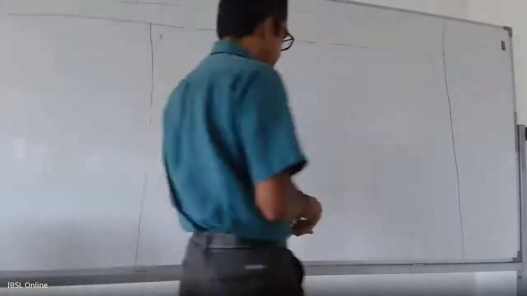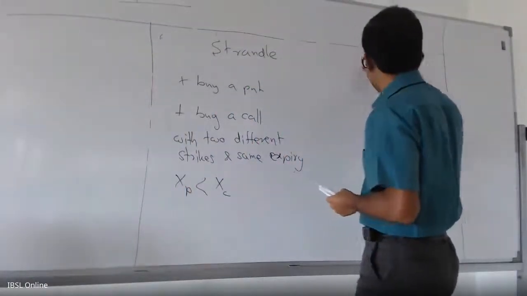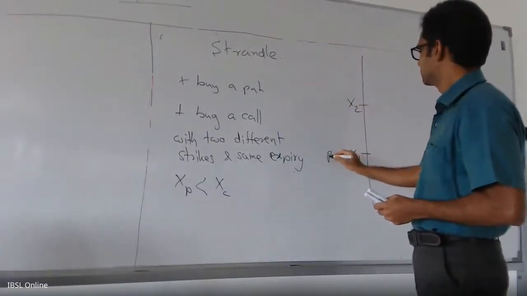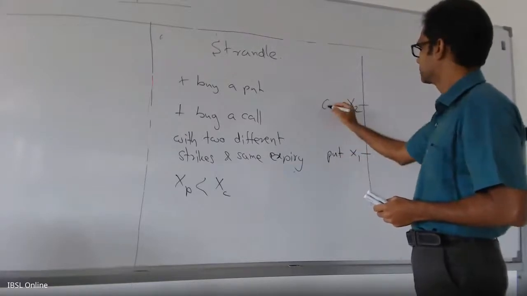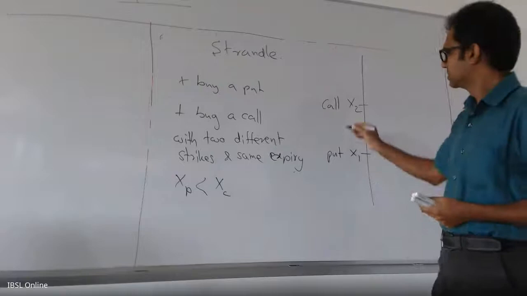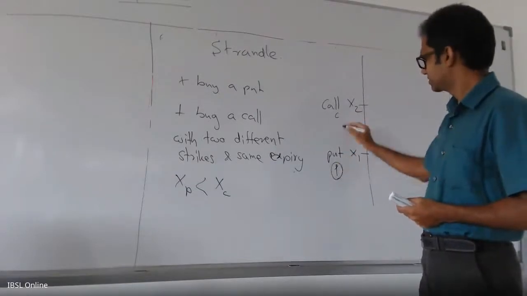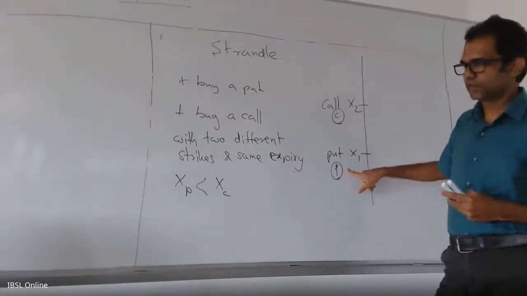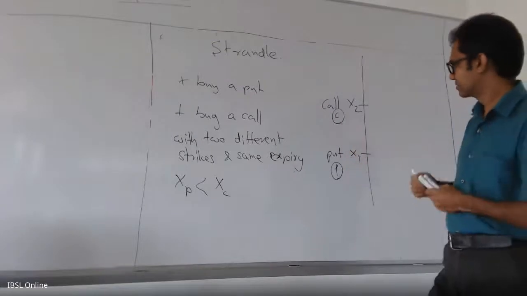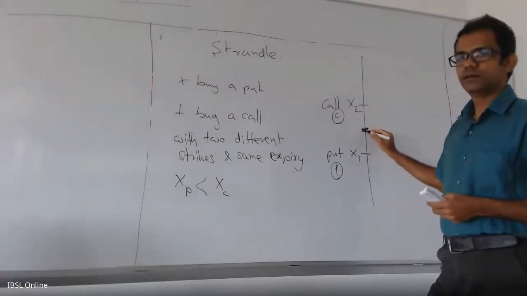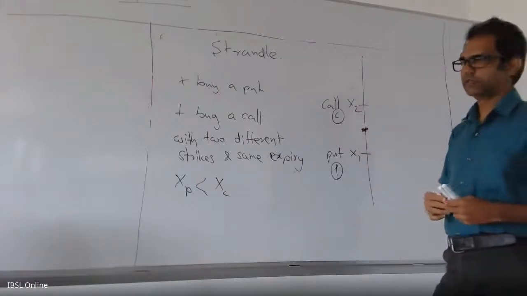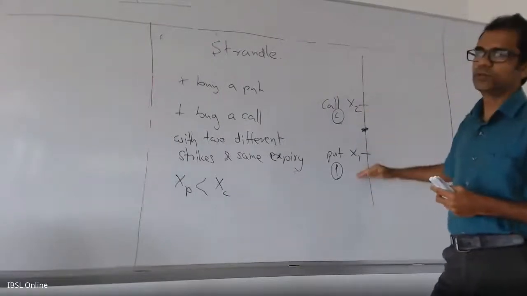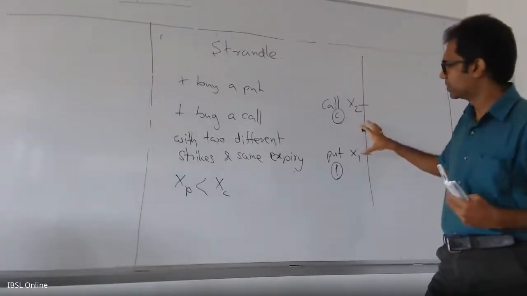So then what would happen? X1, X2. There you bought a put. This is where you bought a call. Then still you have to pay two premiums, but these premiums may be very low, because you do this when the market is somewhere here. Both are out of the money. Even if you buy one in the money, the other one would be out of the money. So the premium you pay is less.